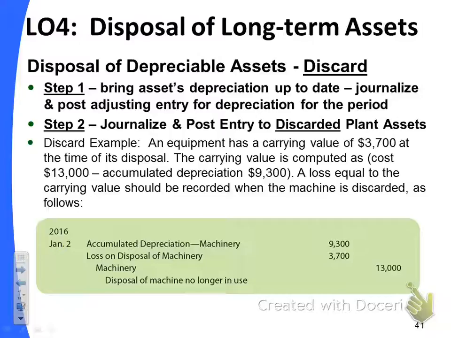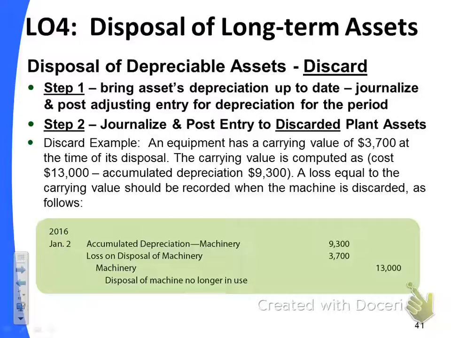No? Okay. So first things first, we have to bring the asset up to date and post the depreciation up to that point in time. So if we purchased an asset in January and we sell that asset 3 years later in June, that means for that January to June period of that last year, we have to record that depreciation expense and bring the asset up to its book value. So that's the first step whenever we're going to discard an asset: bring the depreciation up to date.